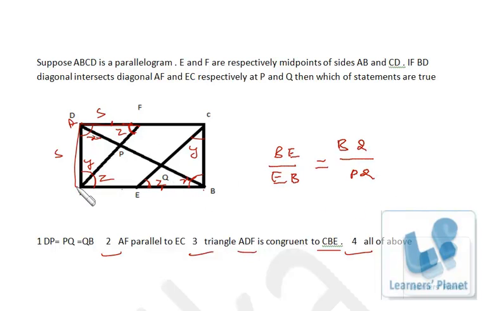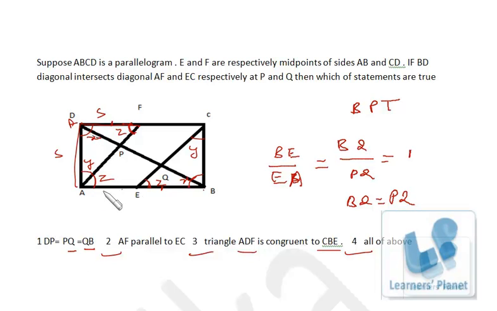Now BE by EA is 1 because BE is equal to EA. That means BE by EA is BQ by PQ, so that is also 1. That is using the basic proportionality theorem. If this line is parallel to this line, then BE by EA is equal to BQ by QP, which we have proved. The first thing: BQ is equal to PQ.